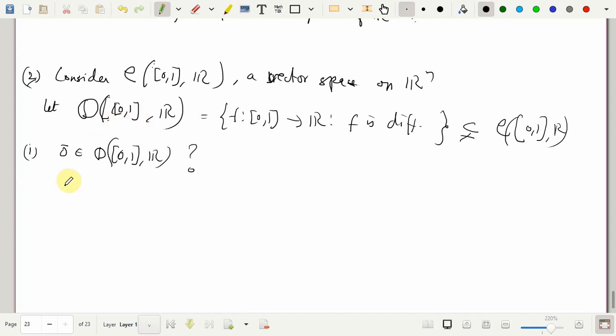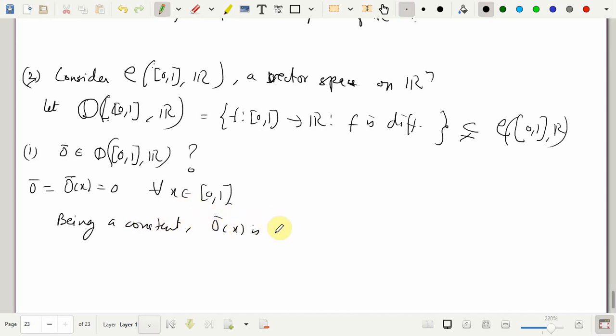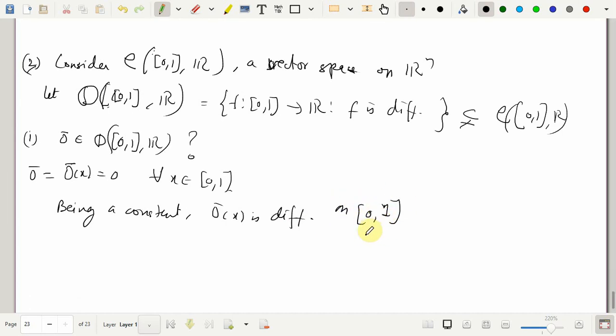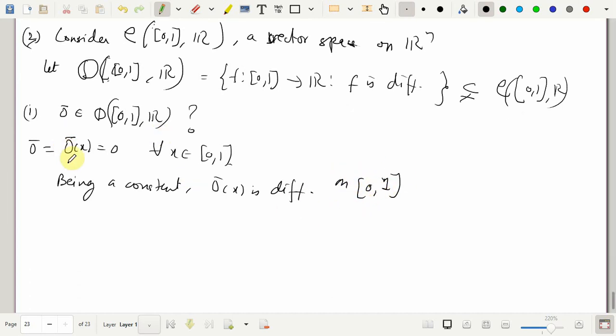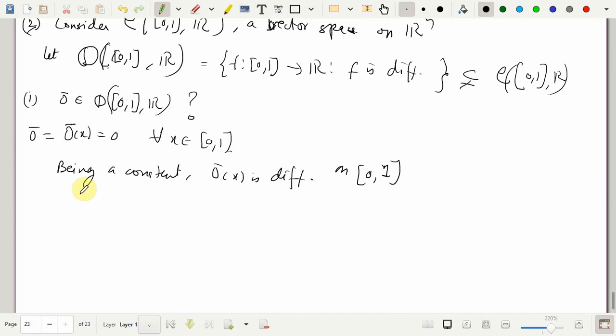Okay, so the 0 function is nothing but 0 of x is equal to 0. This is how the function is defined. This is my 0 vector. Okay, and being a constant function, every constant function is differentiable, in fact on any domain, but in this case we have restricted the domain to 0, 1. So therefore we say that 0 belongs to D of 0, 1.